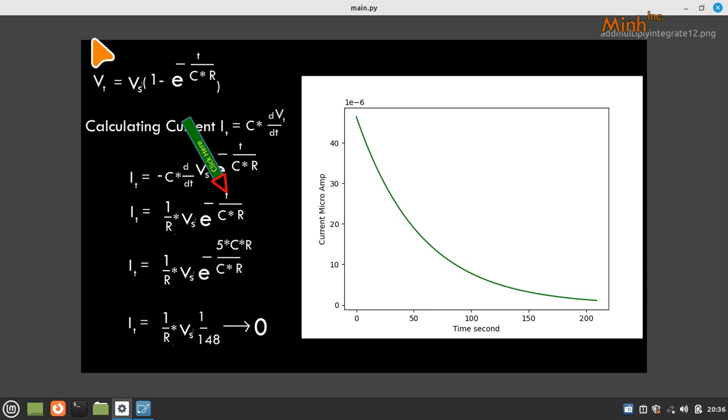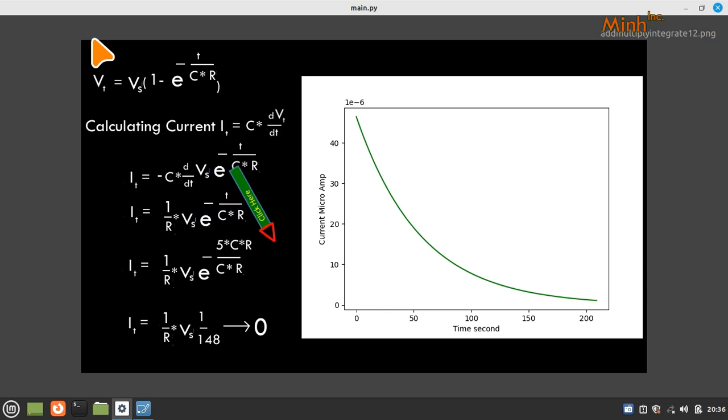Now, if time is 5 multiplied by CR, it leads to Vs by R times about 1 by 148, which is nearly 0. This CR is called tau, the time constant. Time constant in the sense that at 5 into CR, that is 5 time constants, the current is practically zero.